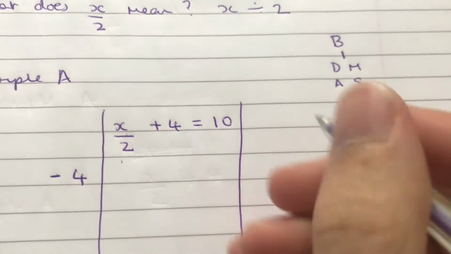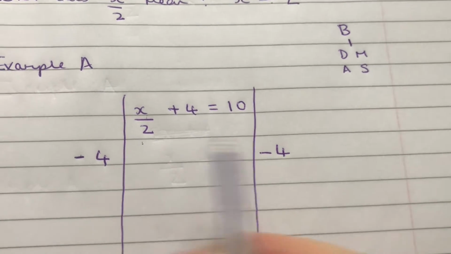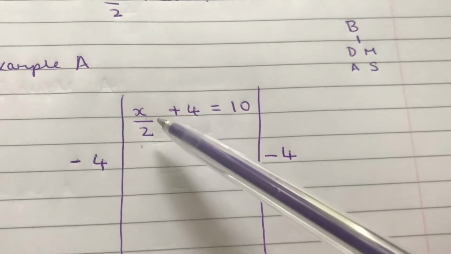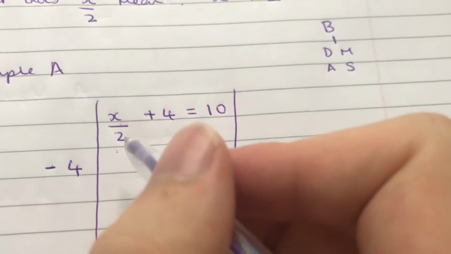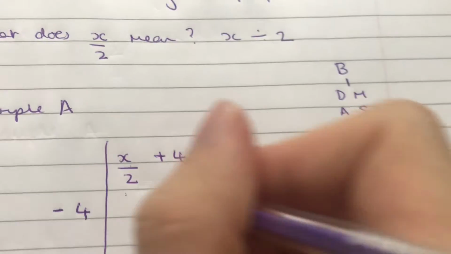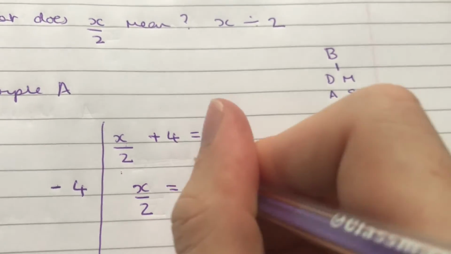So subtract 4 from both sides. Remember, make sure that it's on both sides of the funnel, because whatever you do to one side of the equation, you have to do to the other. So x over 2 plus 4 take away 4 is just x over 2. And then 10 take away 4 equals 6.